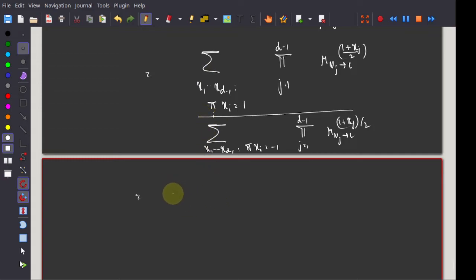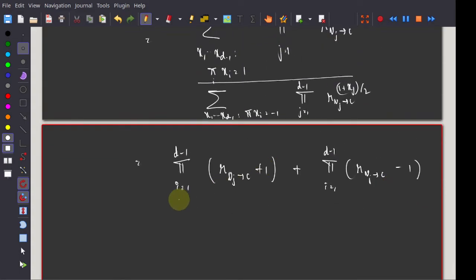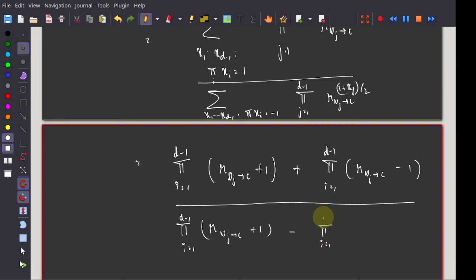So now here's sort of the big simplification. This is equal to the product, i equal to 1 to d minus 1, of (1 plus b_j to the c) plus the product, i equal to 1 to d minus 1, of (b_j to the c minus 1), divided by the product of d minus 1 of a to the c, one minus the product i equal to 1 of b_j to the c.